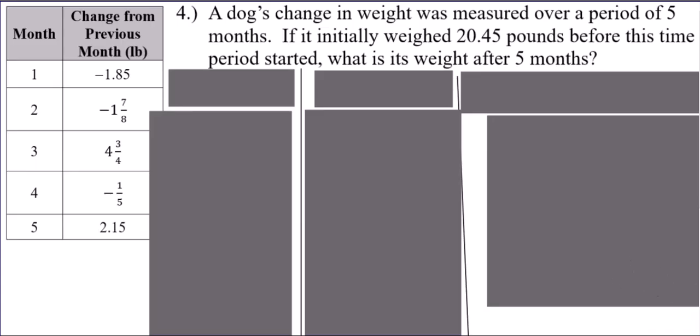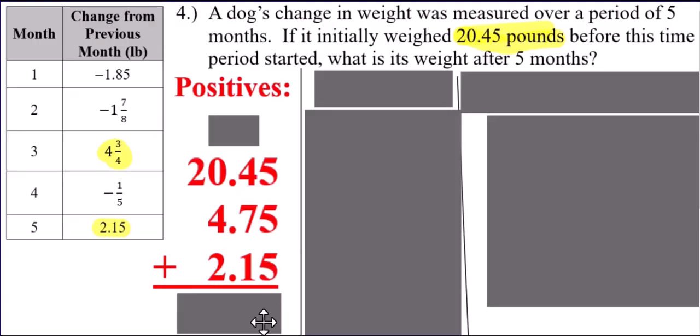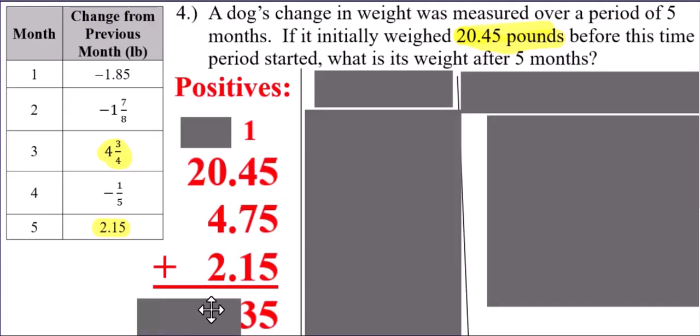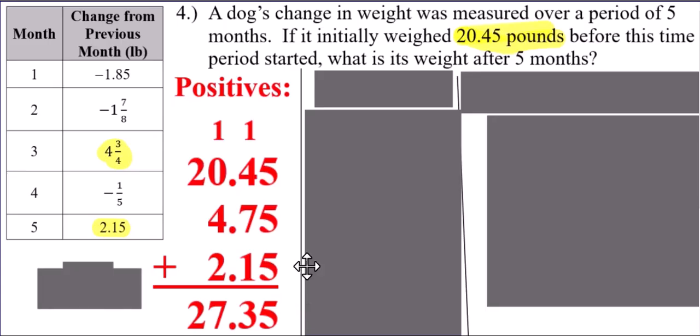Now, I like to work smarter, not harder. So I noticed some of these were positives, and the original weight here of the dog was obviously also a positive. So I went ahead and added my positive numbers together first. And that's going to look like this. Now, 5 plus 5 plus 5 is 15. You'd carry the 1. 1 plus 4 is 5, plus 7 is 12, plus 1 is 13. Carry that 1. 1 plus 4 plus 2 is 7, and then the 2 here just gets dropped down. You get 27.35. That's the positives.